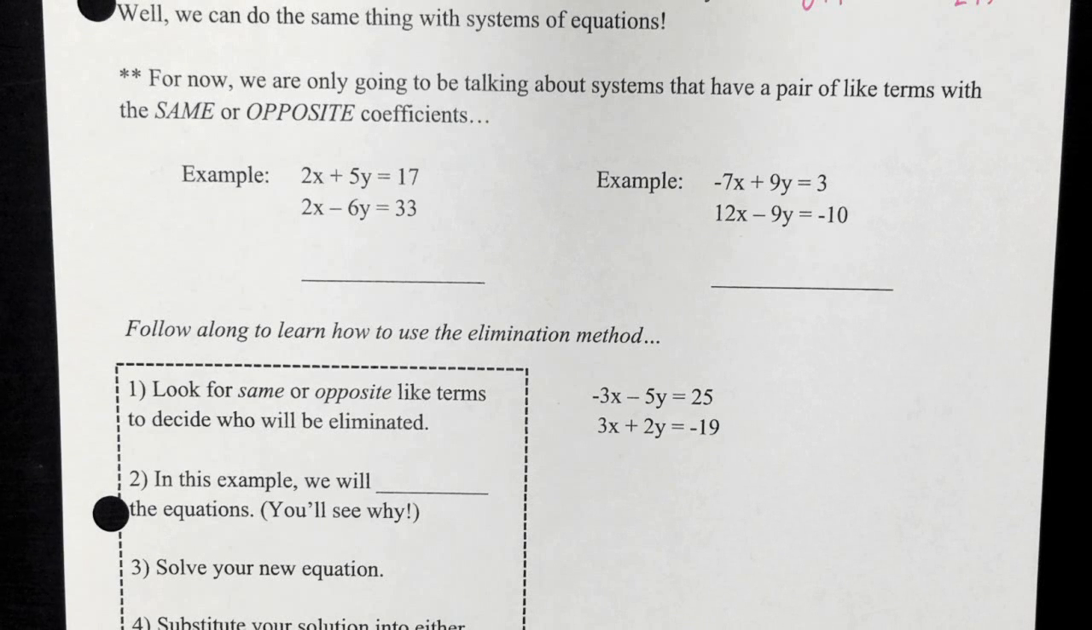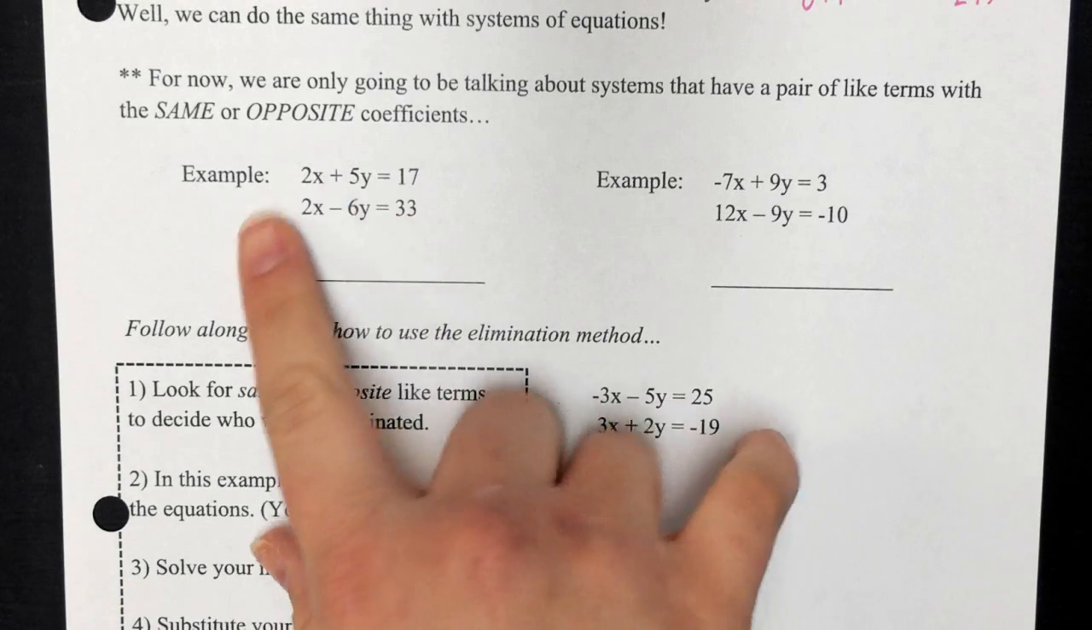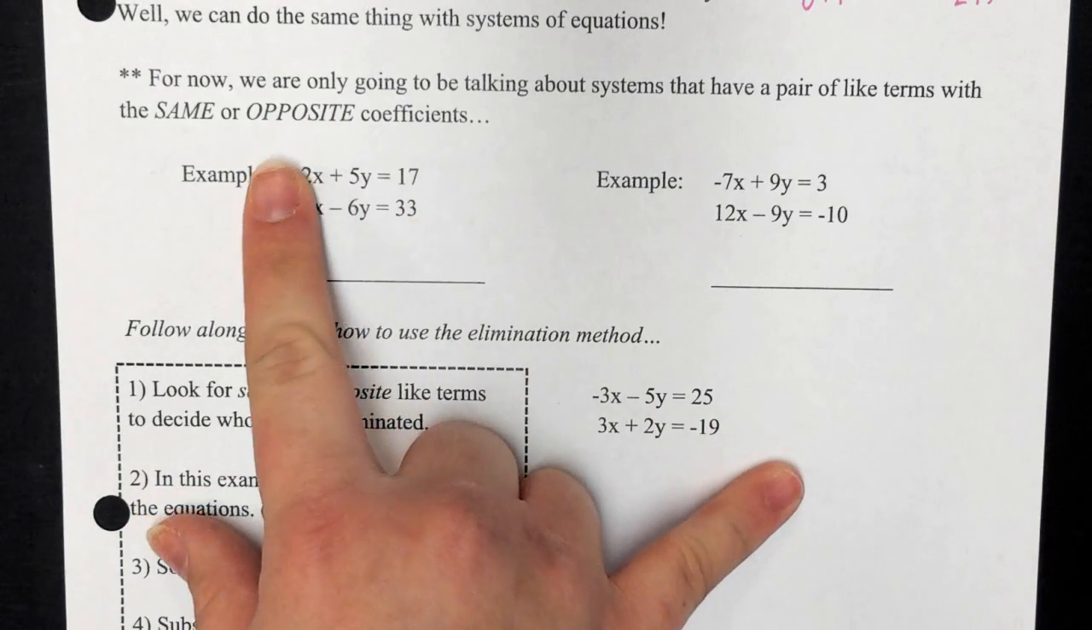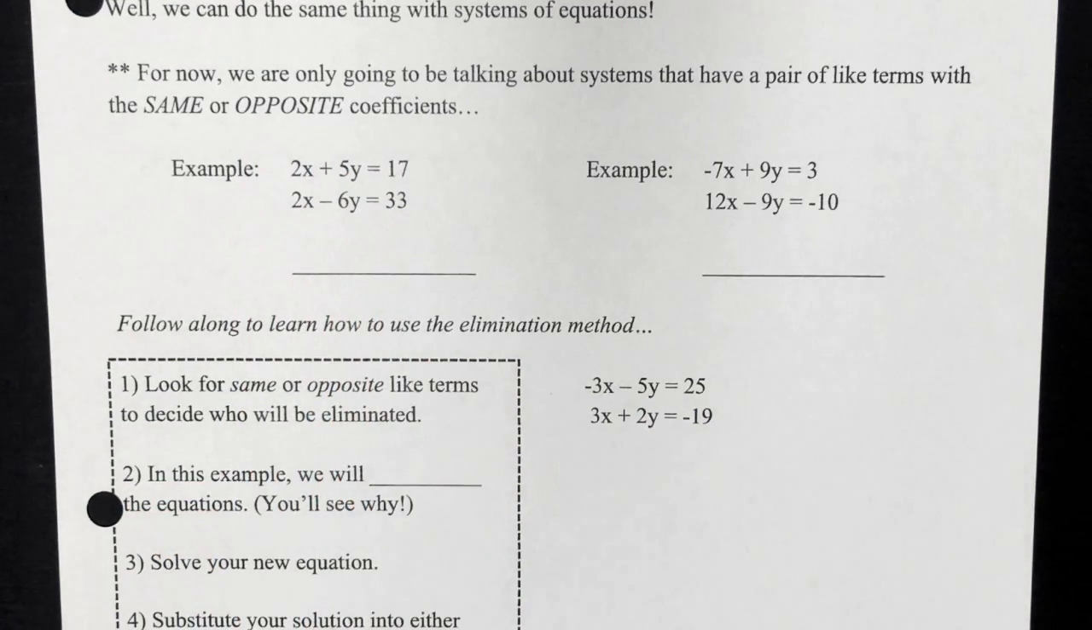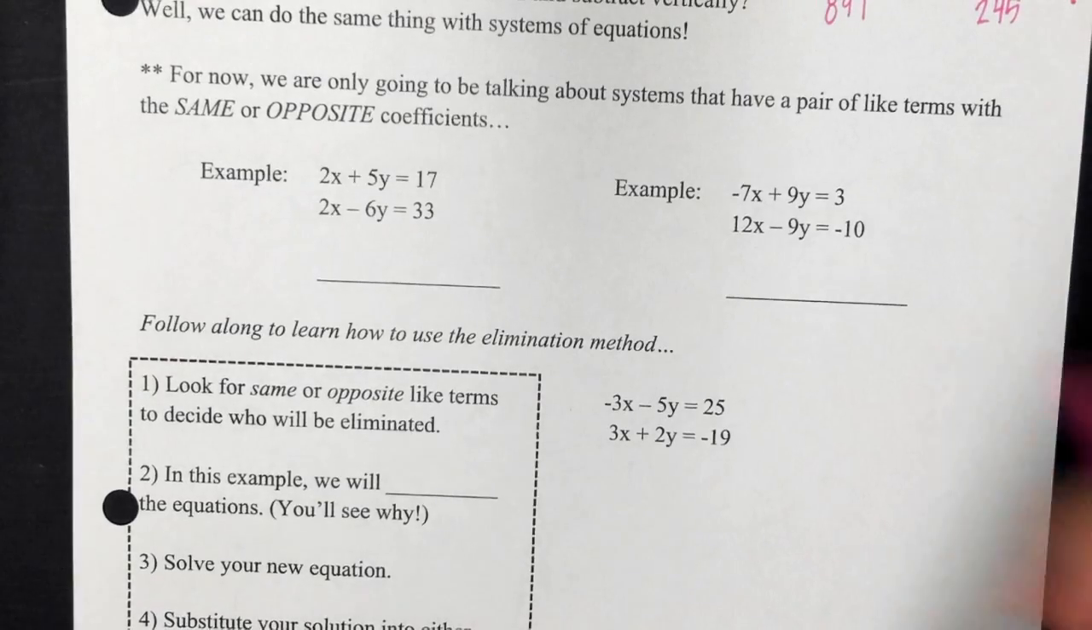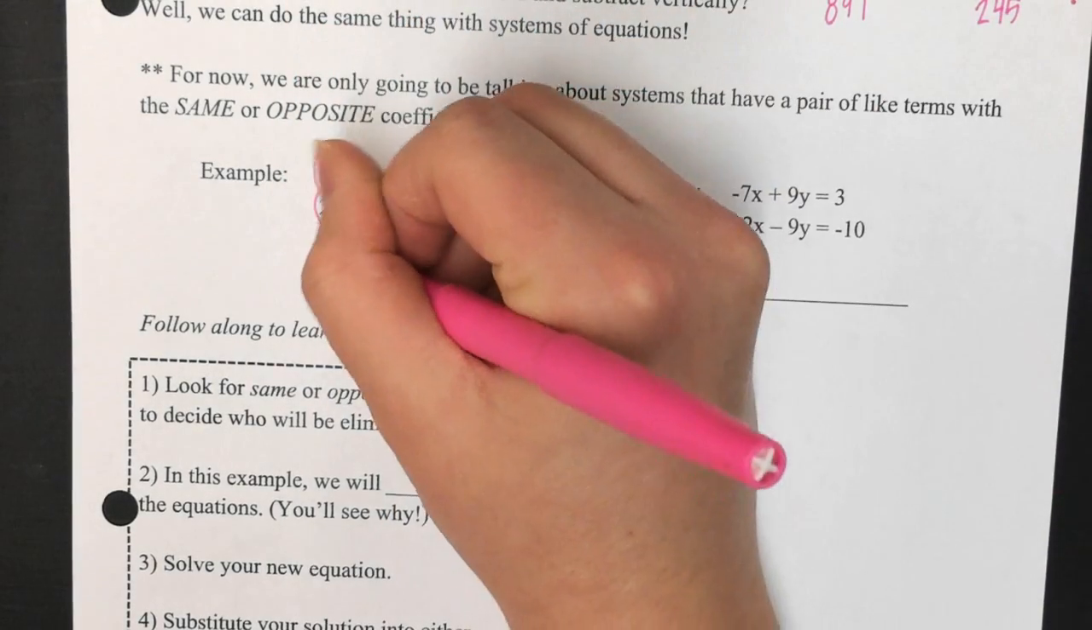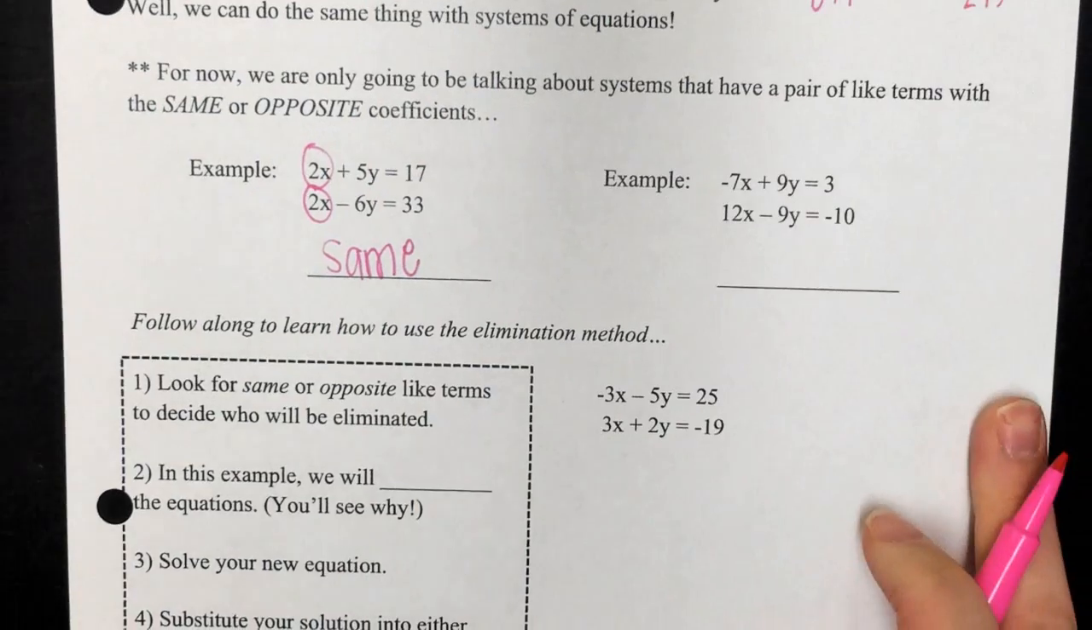Same or opposite coefficient. Raise your hand if you know what the word coefficient means. Same number in terms. So right here, do you see the same number in terms? Yes. What is it? 2x and 2x. Okay, so those are the same. I want you to circle or box them, just so you know the difference between same and opposite.